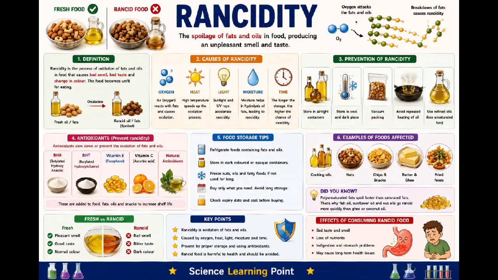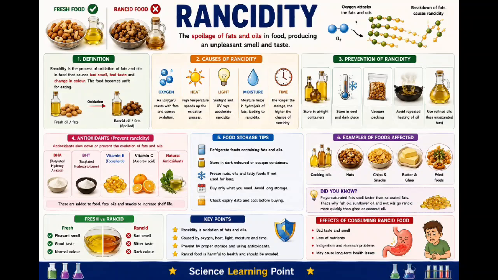Second, refrigeration can slow down the chemical reactions. Third, vacuum packing removes most of the air from the food packet. You may have noticed that many packets of chips are filled with nitrogen gas. Nitrogen does not easily react with fats and oils, so it helps prevent oxidation. We can also use antioxidants, which slow down oxidation and help food stay fresh for longer.